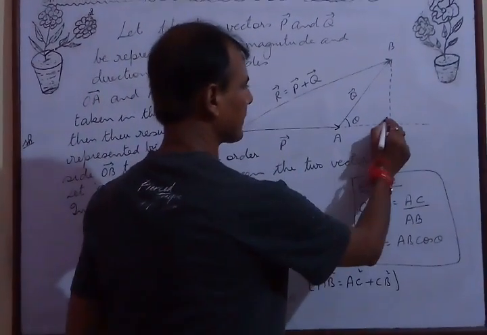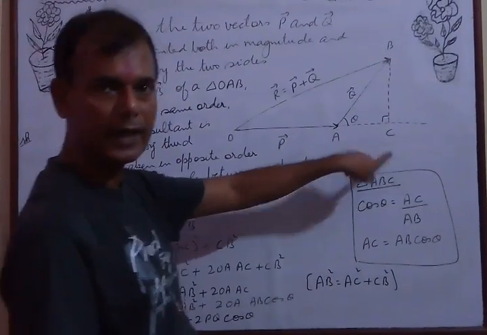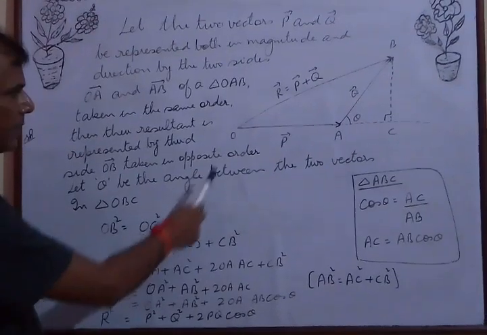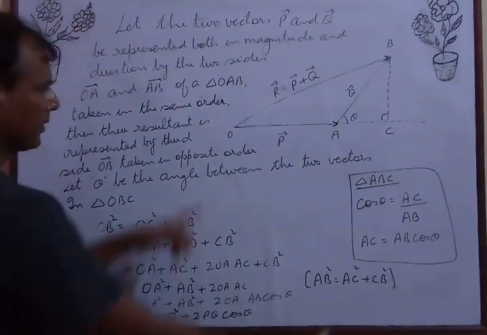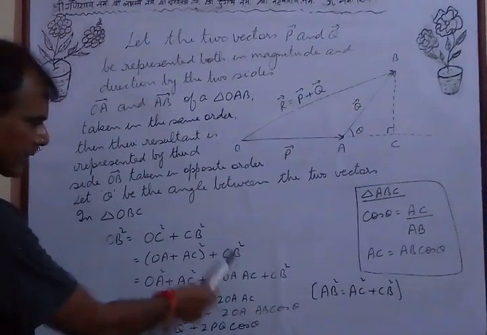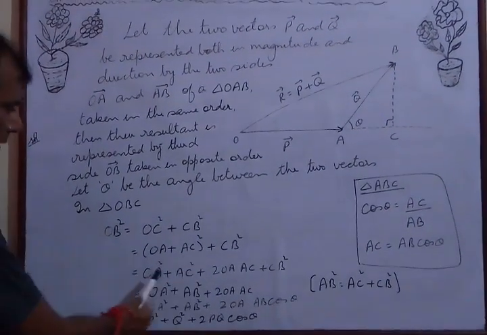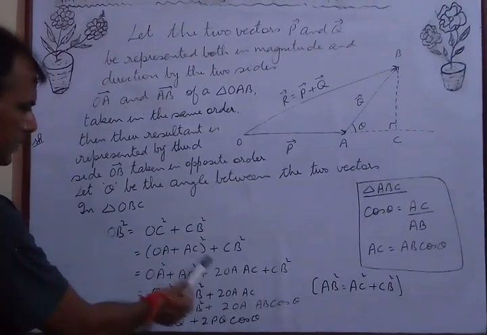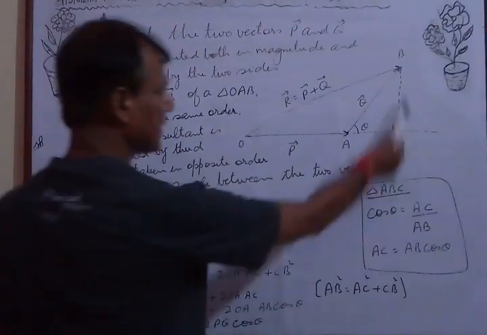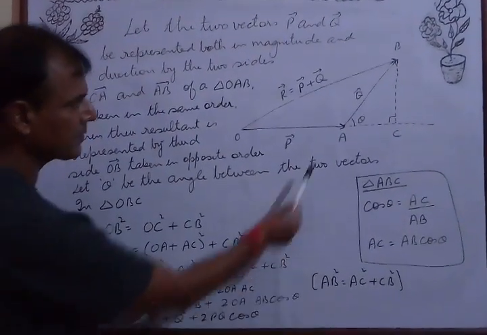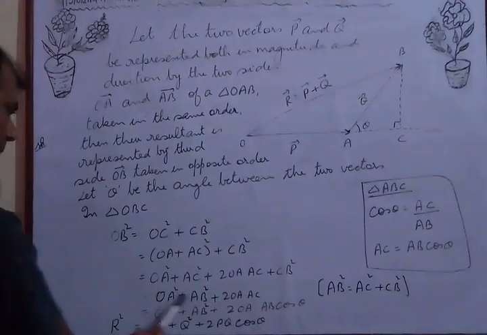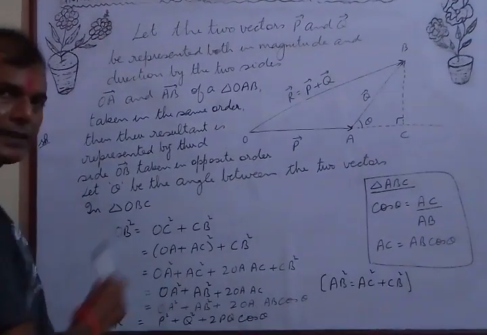This is 90 degrees. Taking triangle OBC and using Pythagoras theorem, OB square is equal to OC square plus CB square. Now this OC I can write as OA plus AC. So I have written here (OA plus AC) whole square plus CB square. Using the formula, OA square plus AC square plus 2 OA AC plus CB square. Now this AC square plus CB square becomes AB square, so I have replaced this by AB square. So this is OA square plus AB square plus 2 OA AC.